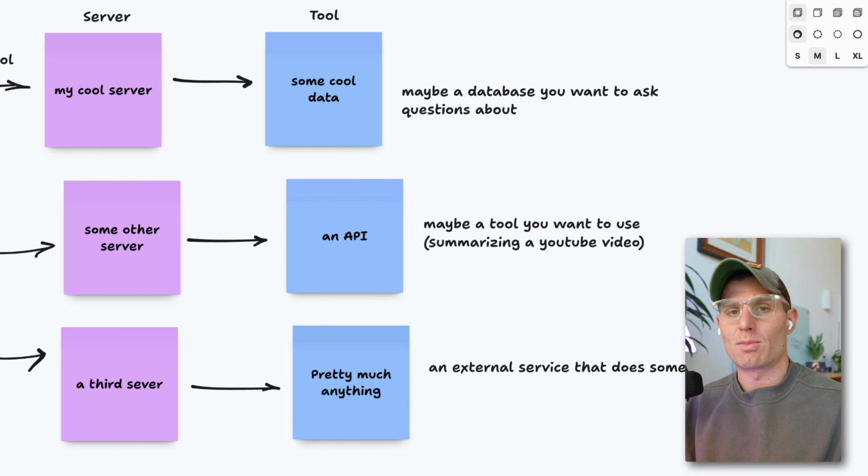Maybe it's like summarizing a YouTube video or getting the transcript from a YouTube video. Normally, if you ask Claude to do that, or if you ask GPT to do that, it can't do it unless it has a tool, right? And it could be pretty much anything. And so what we're doing is we're giving our clients a whole bunch of servers that can do cool stuff so that we can get more done with AI.